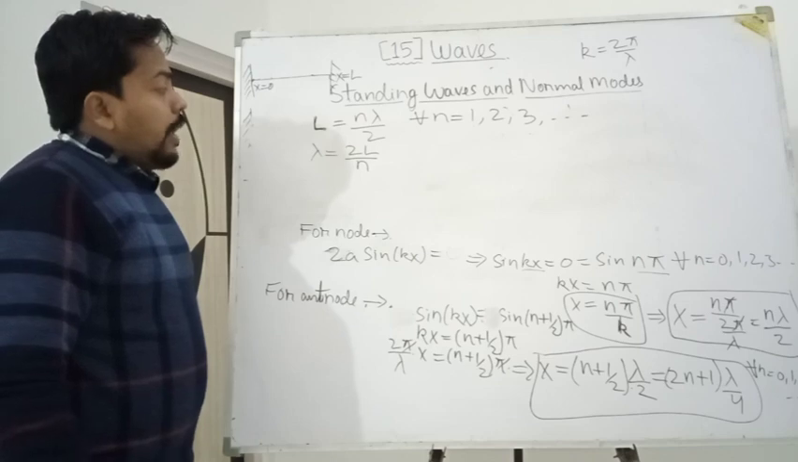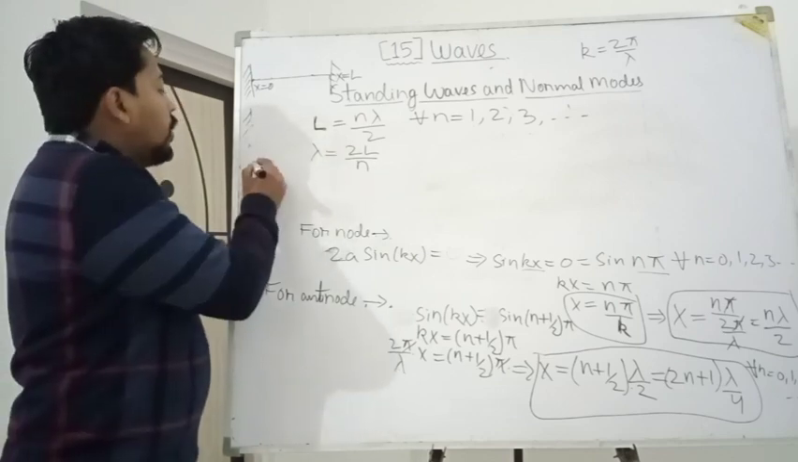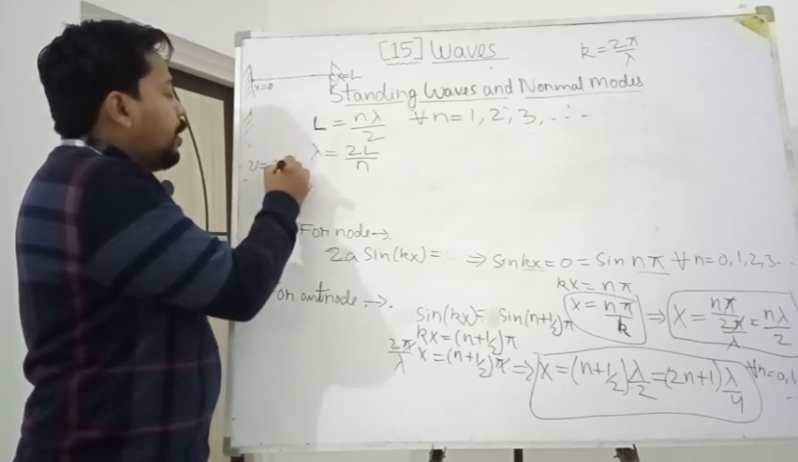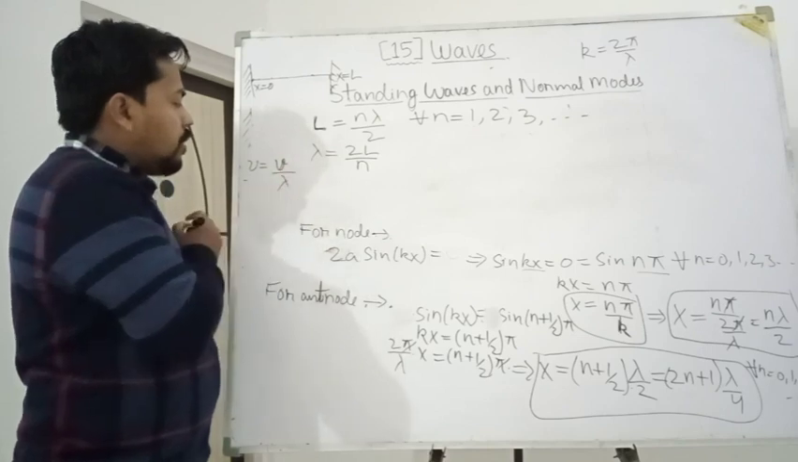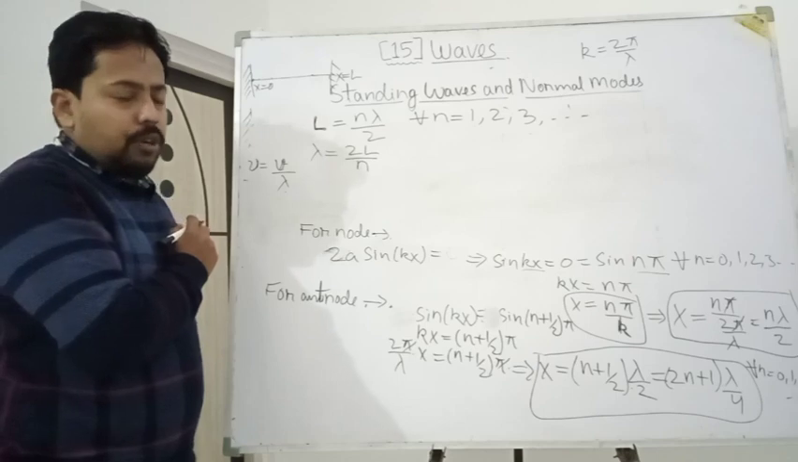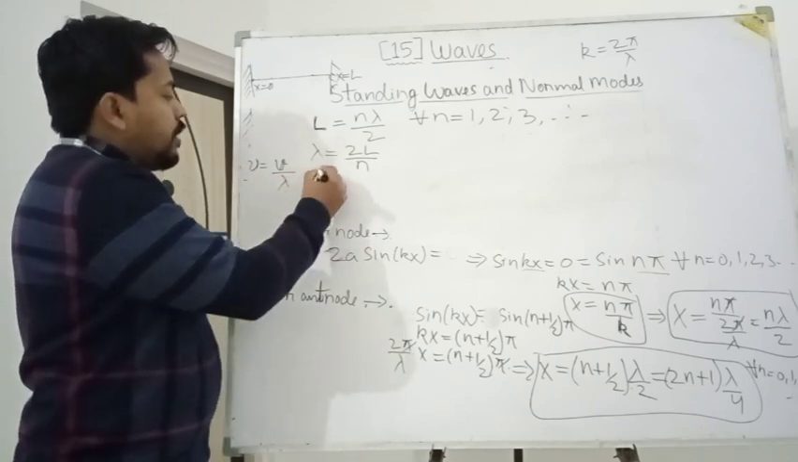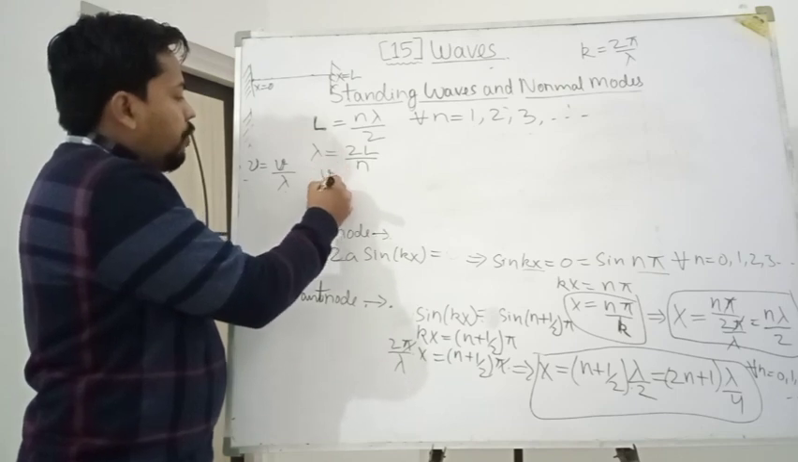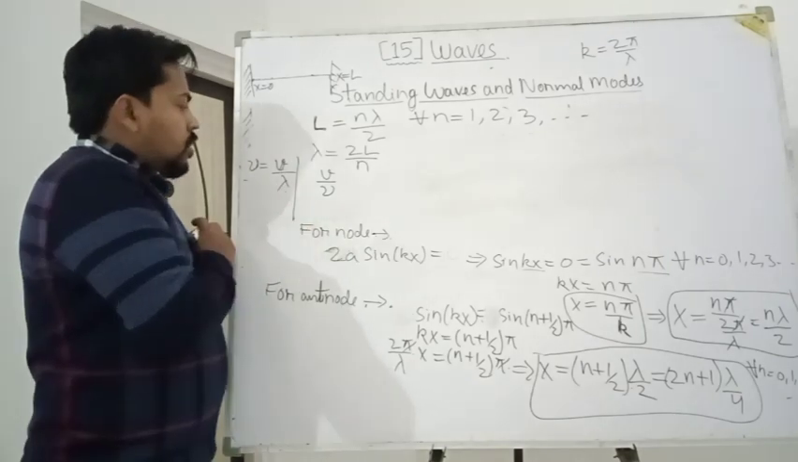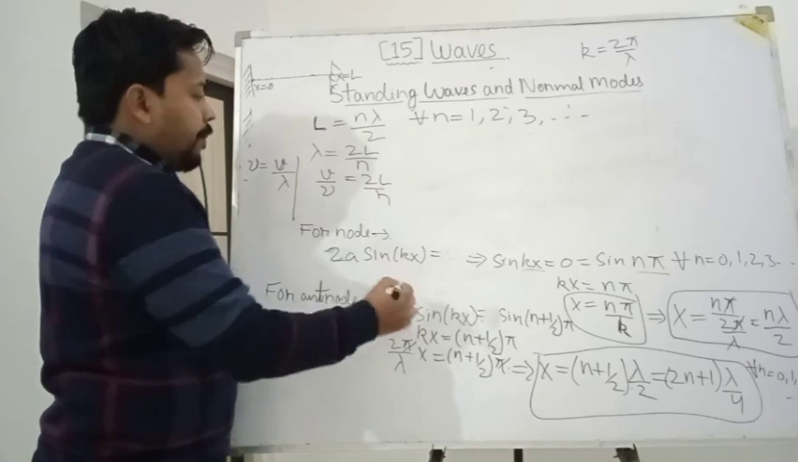But now can we relate this with the frequency term? We know that frequency equals the speed of the wave upon the wavelength. This is the speed upon wavelength, we have the relation. So from here we can write that lambda can also be written as speed upon frequency. From this relation, 2L upon n.